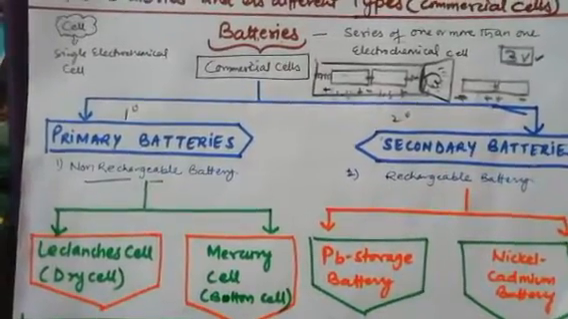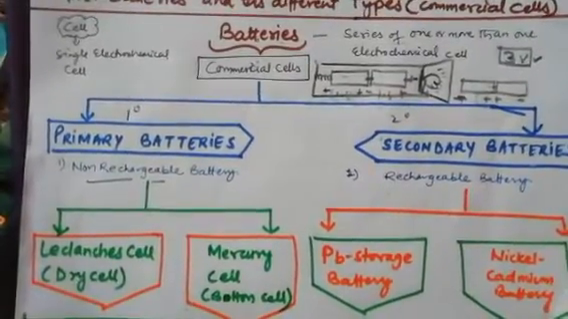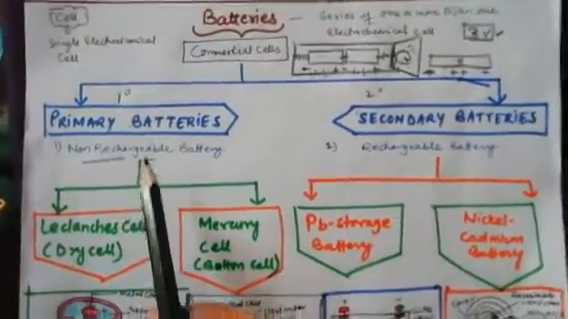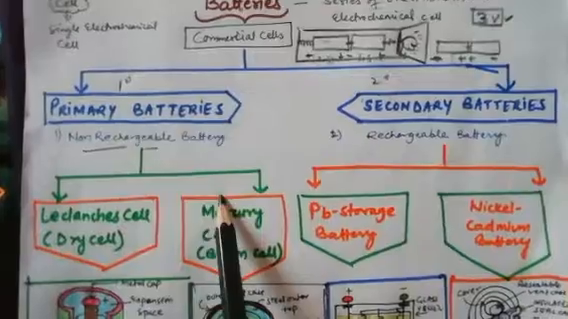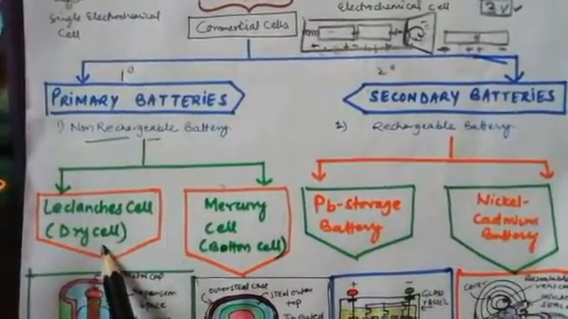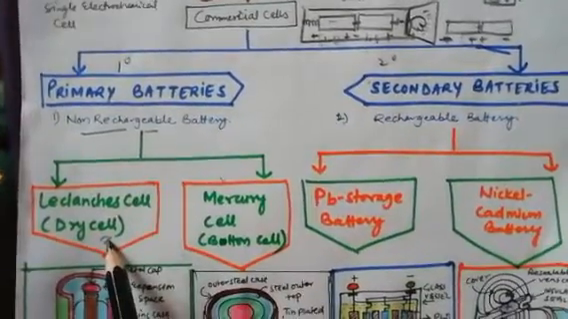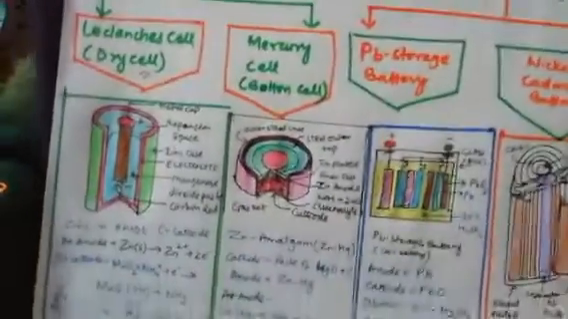A good secondary cell or battery can undergo a large number of discharging and charging cycles. That is your mobile battery. There are two types of battery given in your syllabus: the Leclanche cell, which is the dry cell, the general cell, for which I shared a demonstration video with you one day, that is the dry cell.